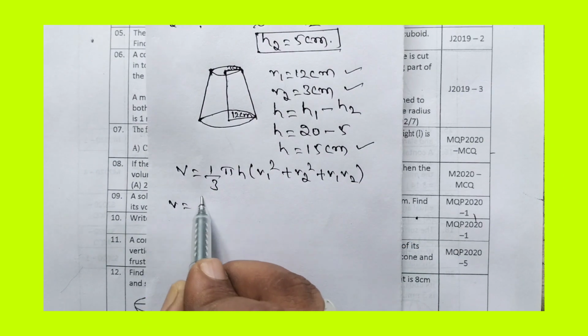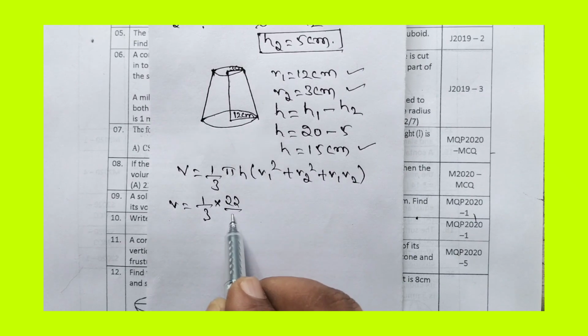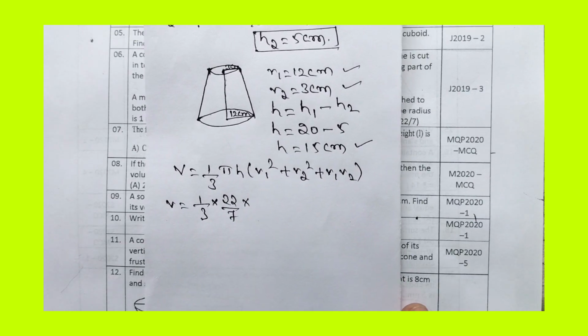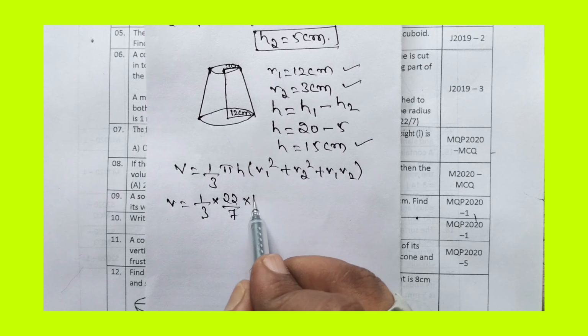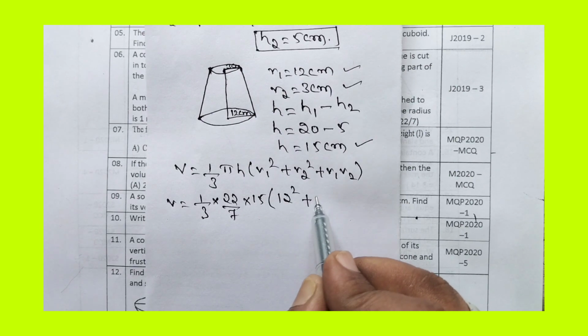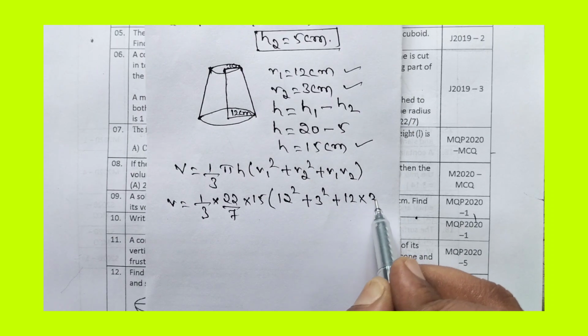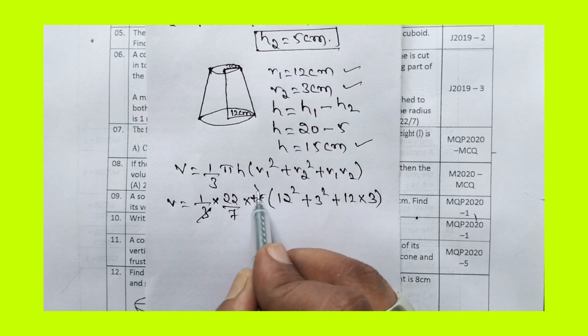So volume is equal to 1 by 3 into pi, 22 by 7, into h. What is the height of the frustum? 15. r1 square is 12 square, r2 square is 3 square, plus r1 into r2, 12 into 3. 3 ones are 3, 5 threes are 15.